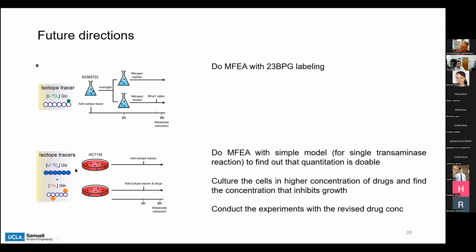For the HCT116 dual tracing experiments, we will do metabolic flux and free energy analysis with a simple model, for example containing only the transaminase reaction, to find out whether our quantitation is doable. And if we confirm that our software is simultaneously able to calculate the free energy of transaminase, then we will further delve into raising the drug concentrations to see the difference in the amino acid degradation fluxes. So that's the future direction.